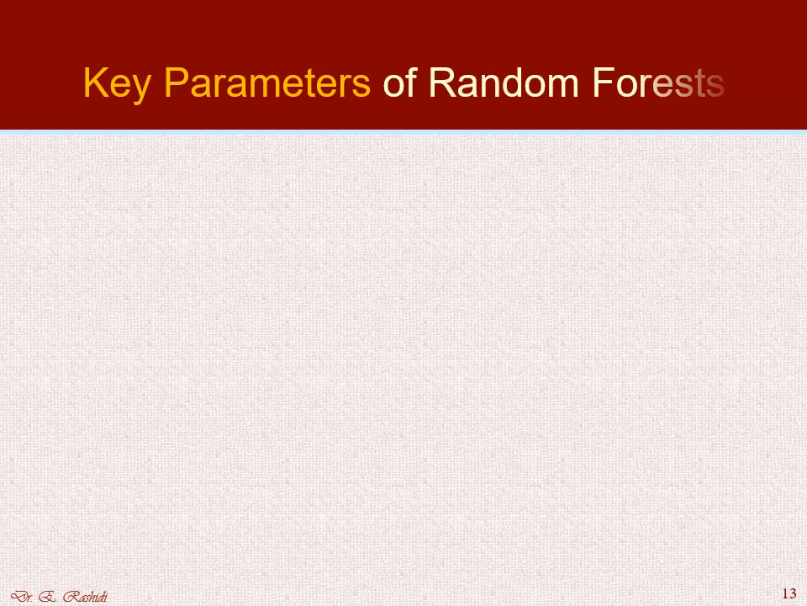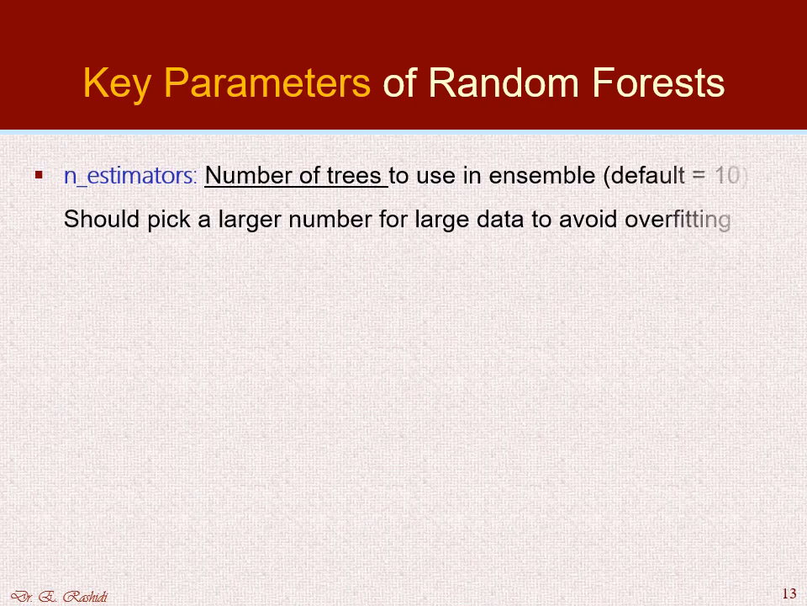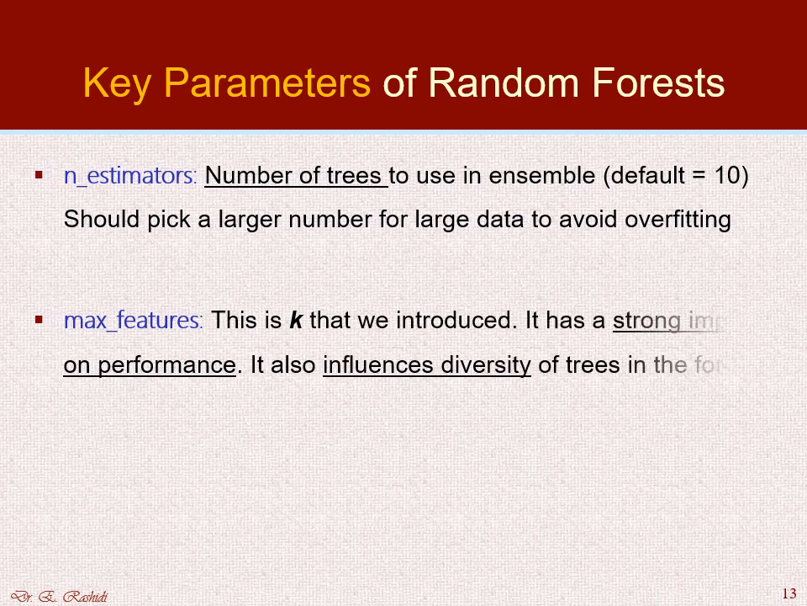Key parameters of random forest. The first one is the number of estimators, shown by n underscore estimators. This is the number of trees to use in an ensemble. The default is 10 trees. You should pick a larger number for larger data to avoid overfitting. The next one is maximum features. This is the k that we introduced. It has a strong impact on performance. It also influences the diversity of trees in the forest.